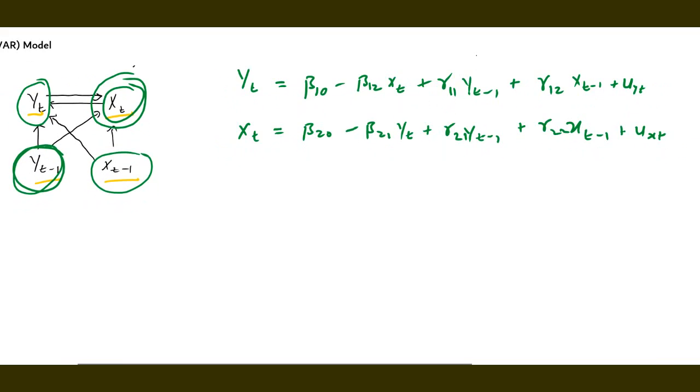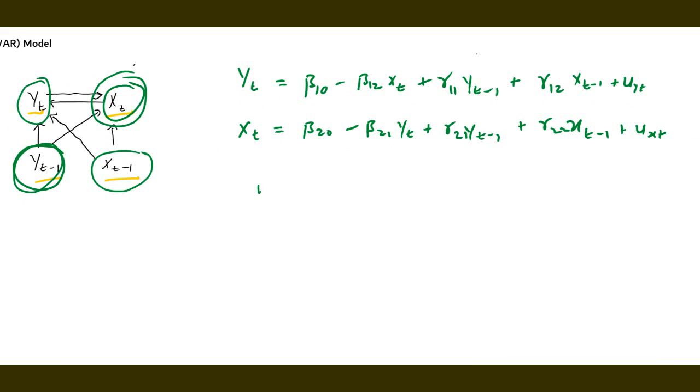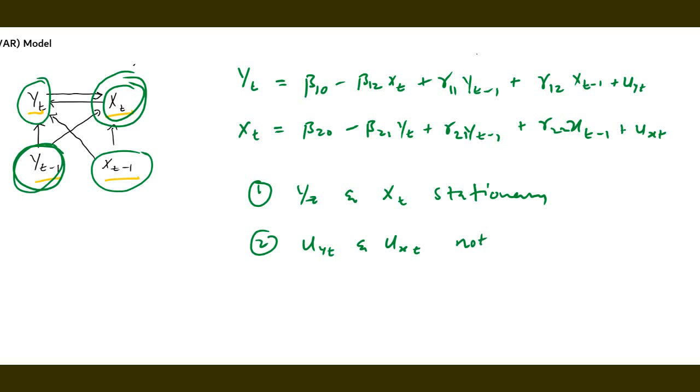So this equation is true under two assumptions. The first assumption is that both yt and xt, they both are stationary. And the second assumption is that the error terms uyt and uxt are not correlated, and again they are random. So the model will only work under these two assumptions.